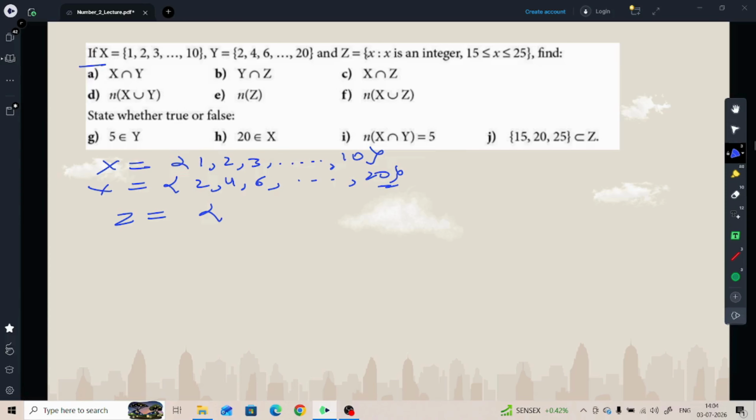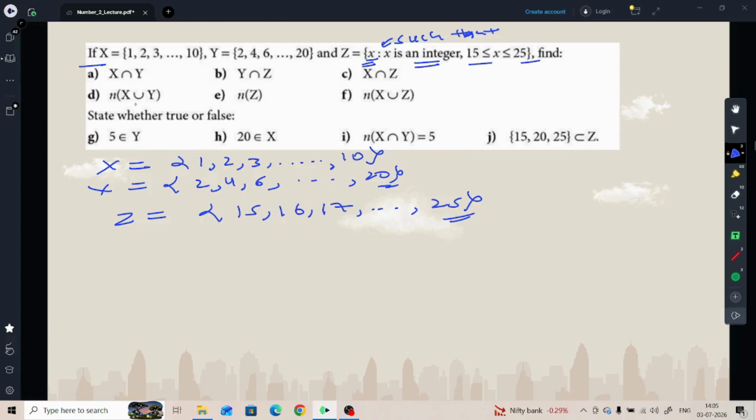Okay, so as I told you, x is an element. This colon means "such that". Such that what? x is an integer and it lies between 15 and 25, including 15 and 25 also. So we're taking all the integers from 15 to 25 inclusive. So 15, 16, 17 and so on up to 25.